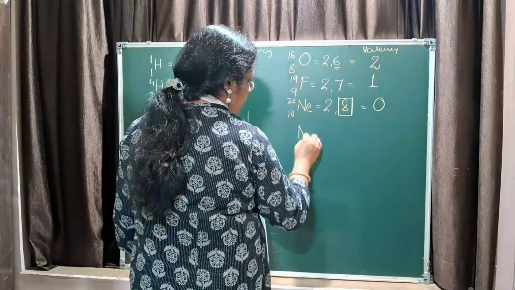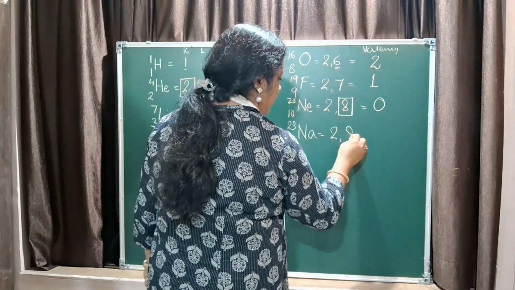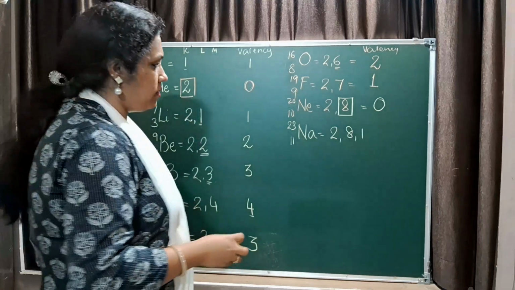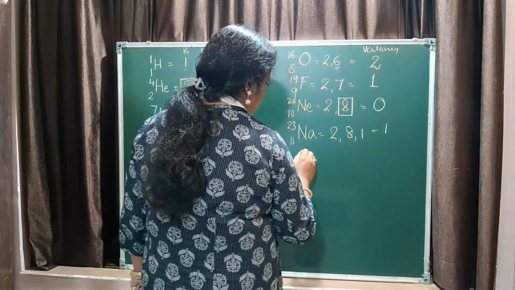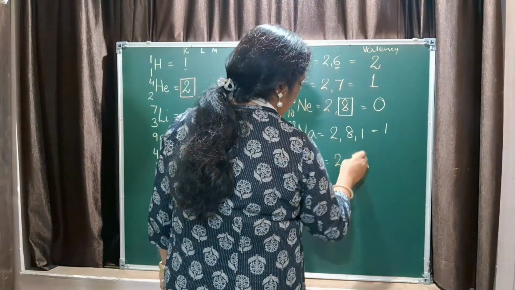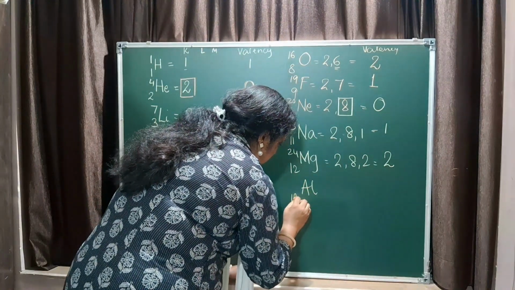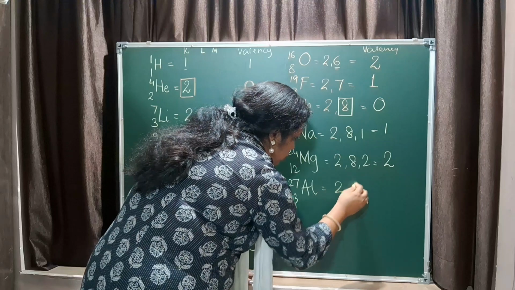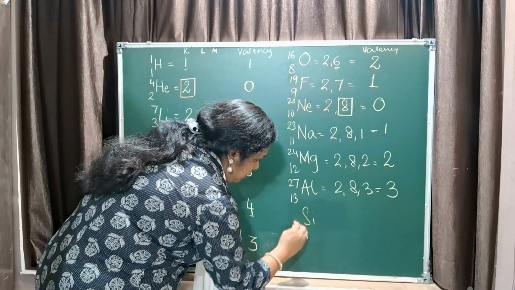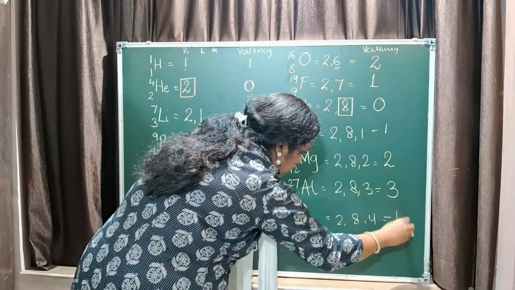Now when you talk about sodium, 11 and 23. 2, 8, 1. That is after K, L, M shell starts getting filled. So valency is 1. Magnesium 12 and 24, that is 2, 8, 2. Valency is 2. Aluminium 13, 27, 2, 8, 3. Valency is 3. Silicon 14, 28, that is 2, 8, 4. Valency is 4. Same as carbon.